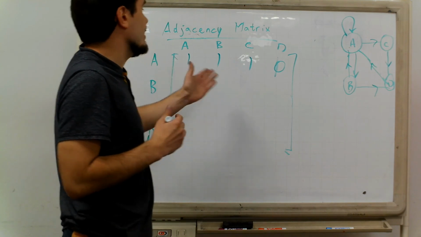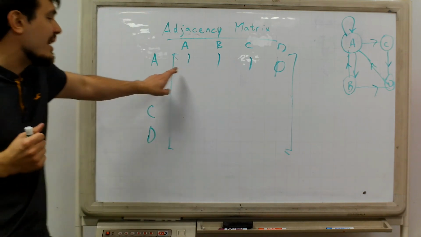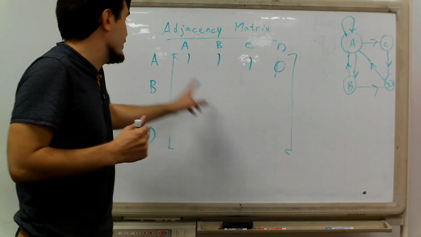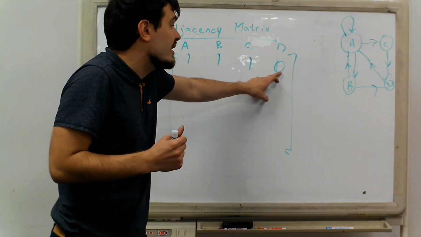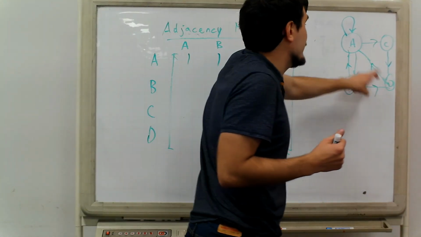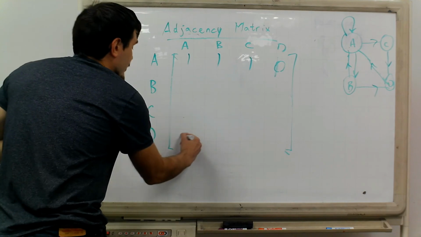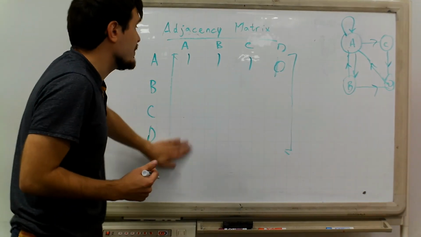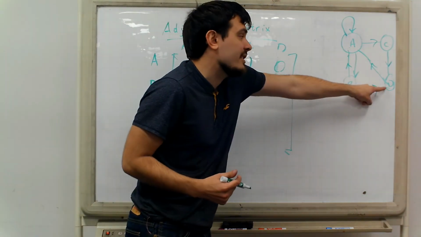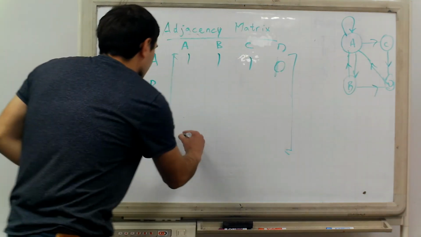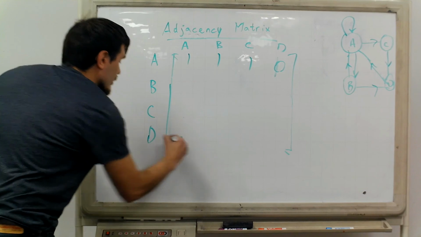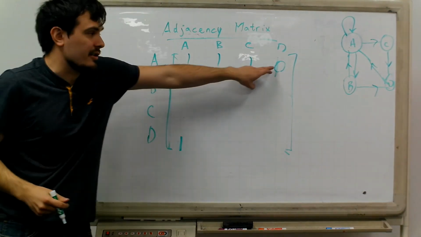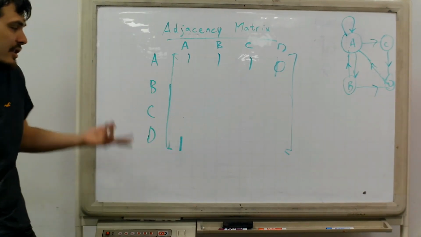But in a directed graph, you can see why this won't be symmetric. Just because there was an edge from A to D, there's actually no edge from D to A. So when it comes time for an edge from D to A, there will be an edge from D to A even though there wasn't one from A to D. So this is no longer symmetric. This entry is different from that entry.